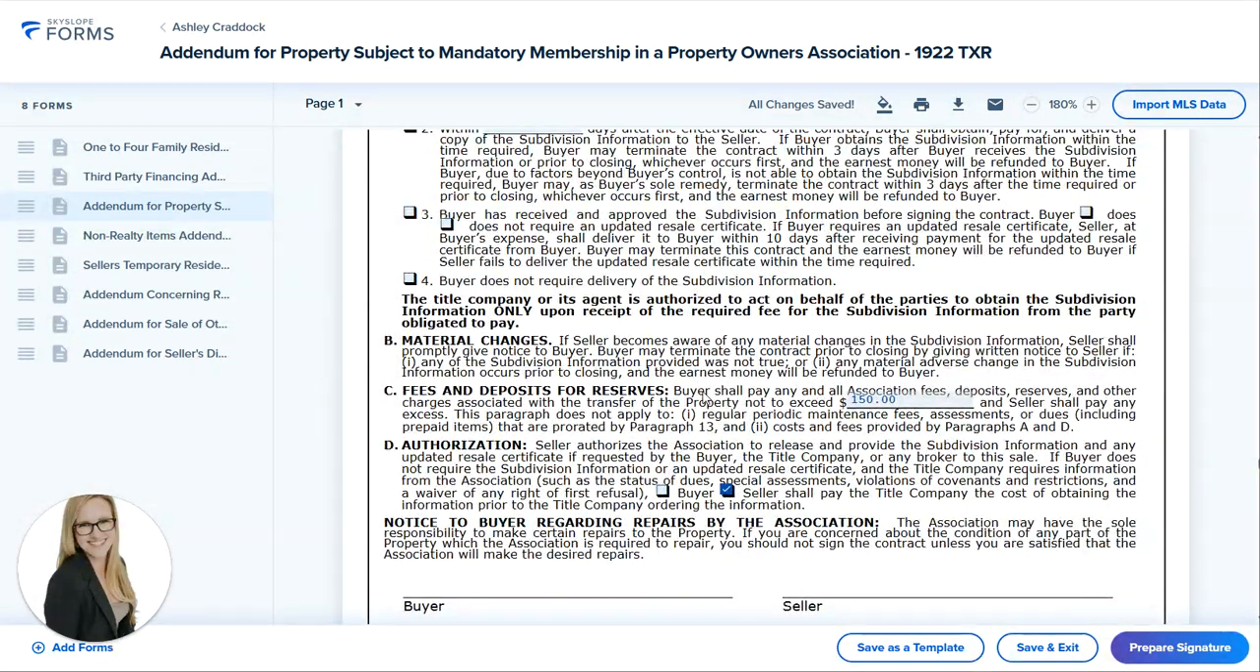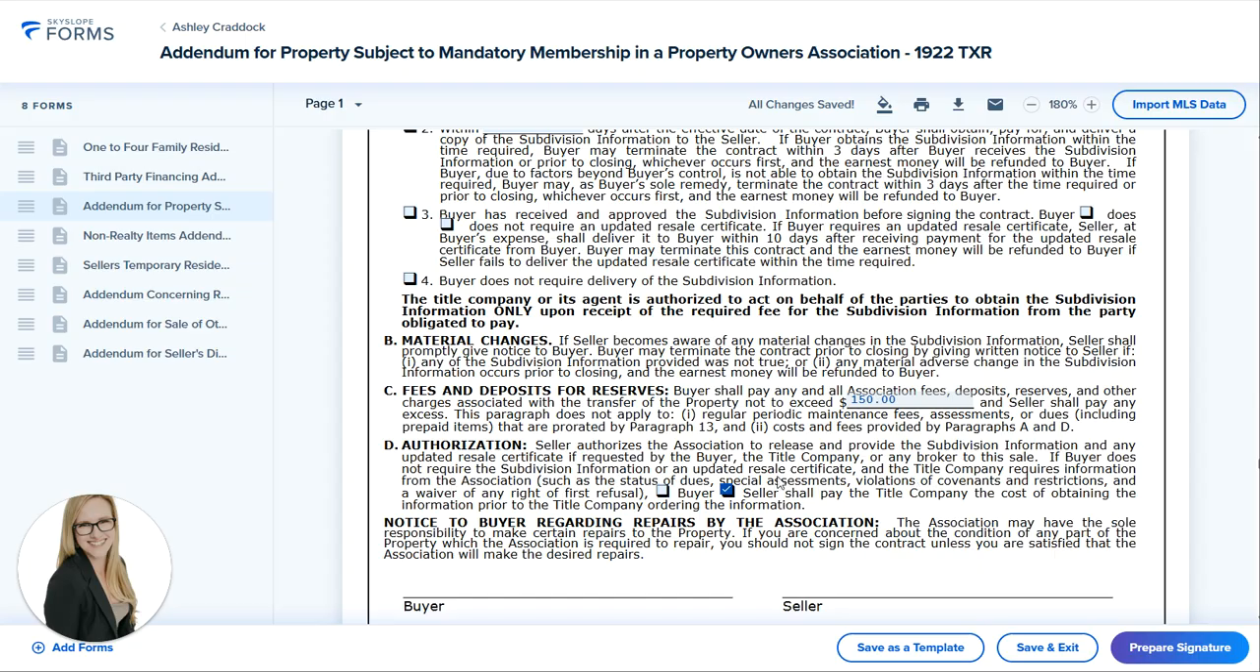This amount right here is that the buyer shall pay some of the association fees, deposits, reserves, and other charges for transferring, not to exceed the following. So essentially there will be fees on the closing disclosure, those kick you in, kick you out fees, and so the seller or the buyer is saying that they will pay up to this amount to help towards that cost. So it's basically a credit to the seller from the buyer for that on the closing disclosure.